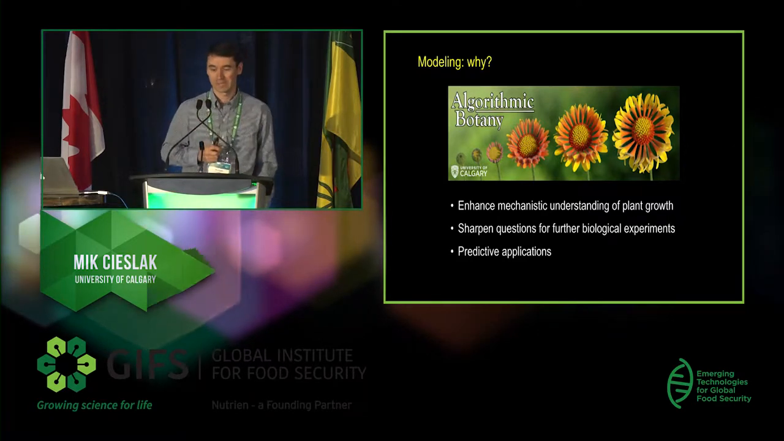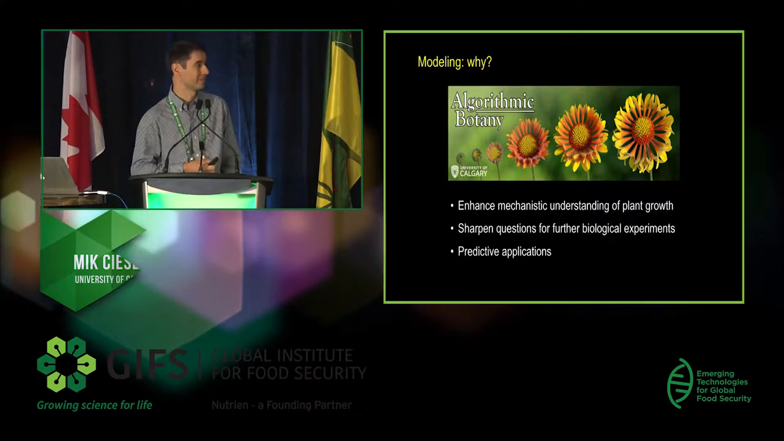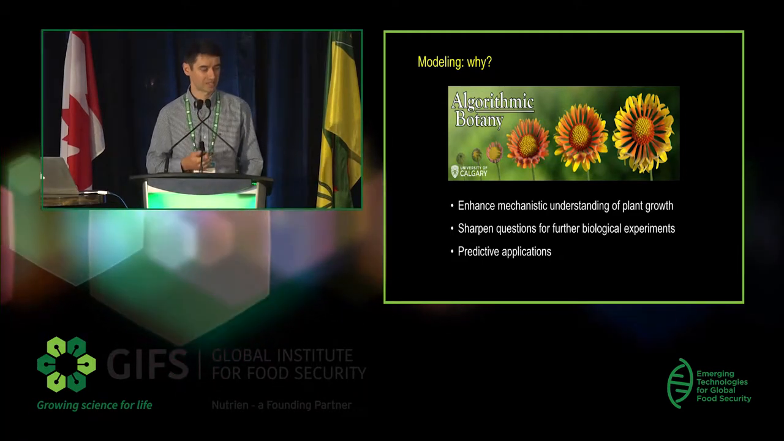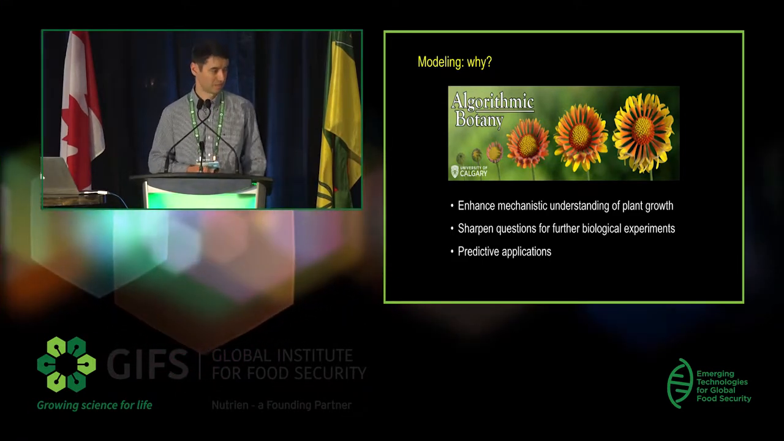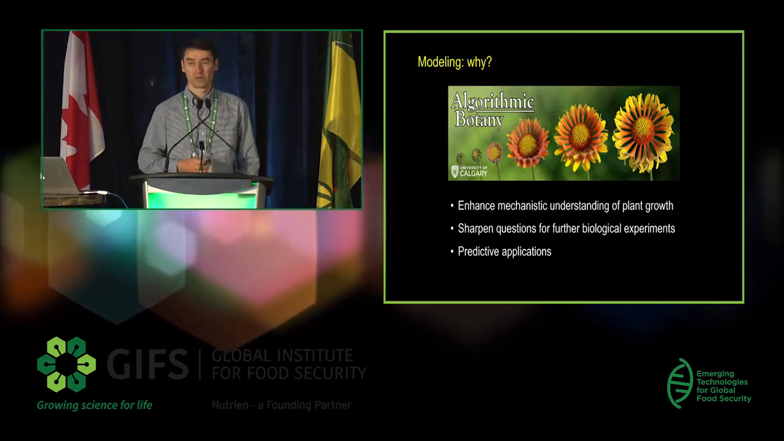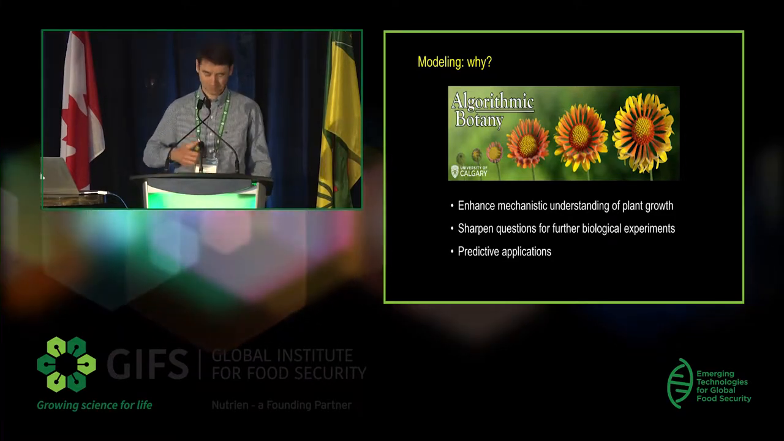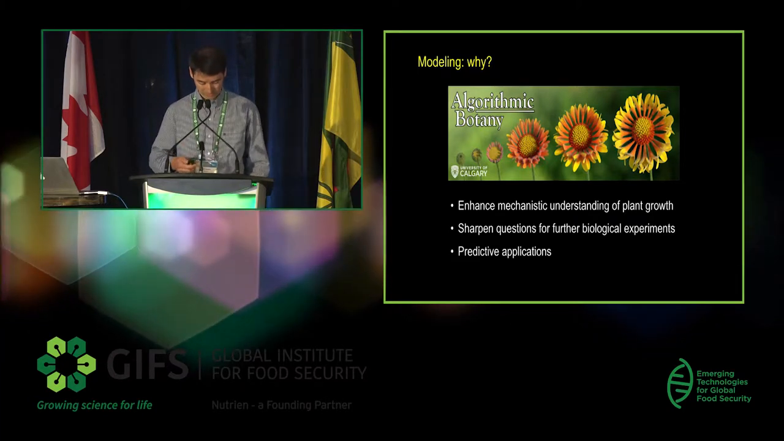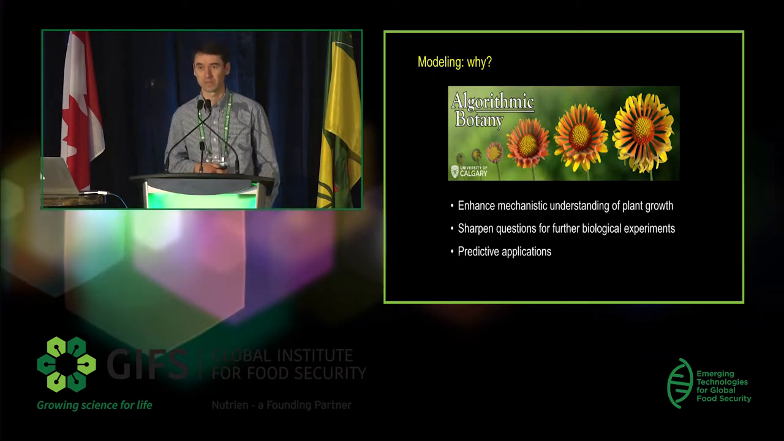So at the Algorithmic Botany Lab at the University of Calgary, we are using computer models and software to help us enhance our mechanistic understanding of how plants grow. We are also using these models to identify gaps in this understanding, which may lead us to sharpen questions for further biological experiments.